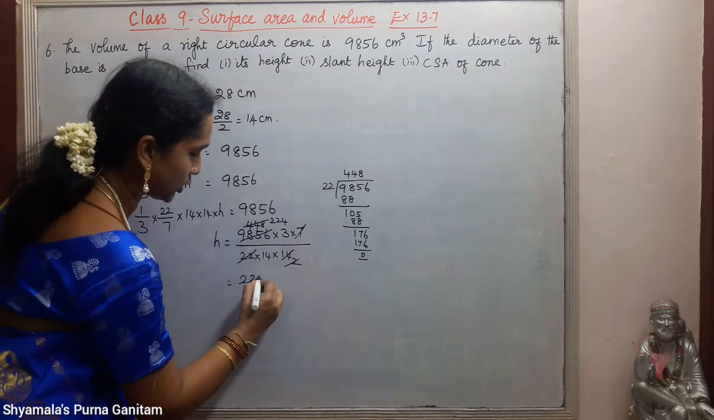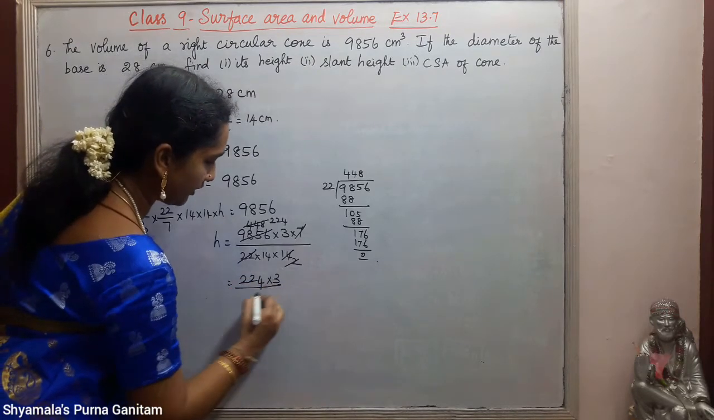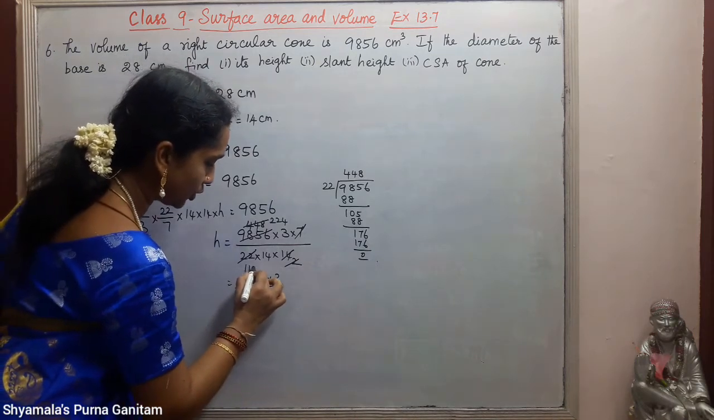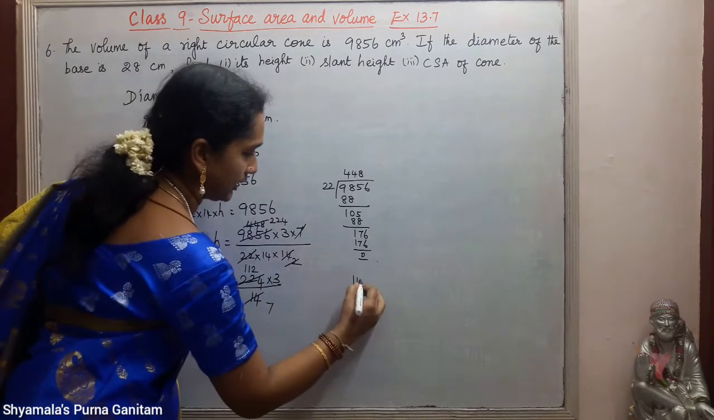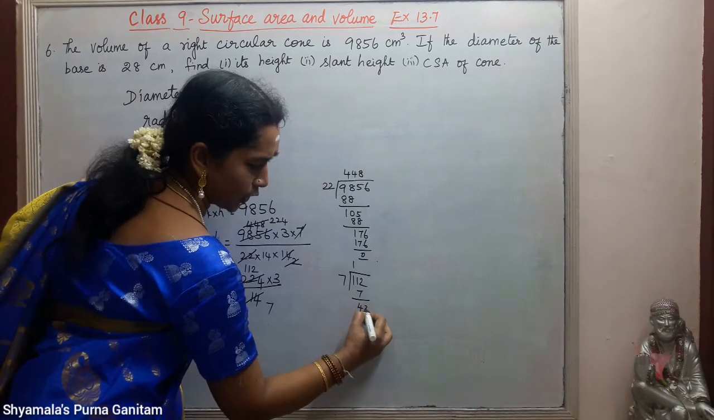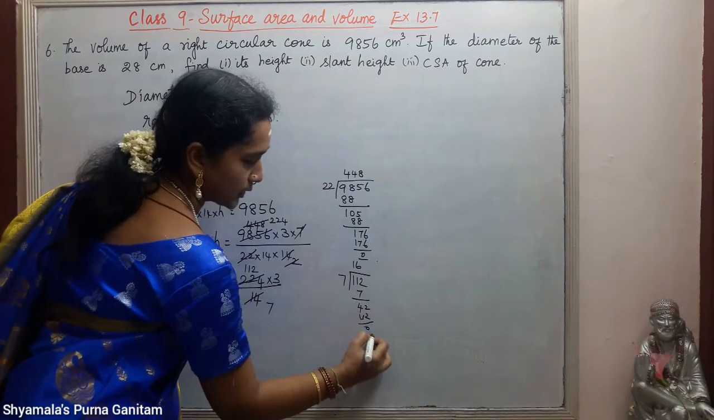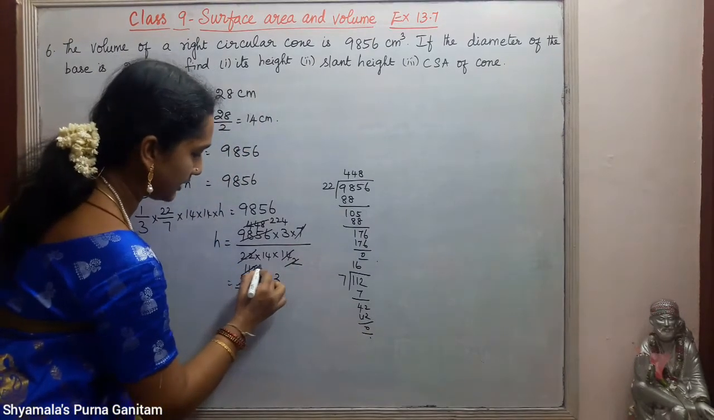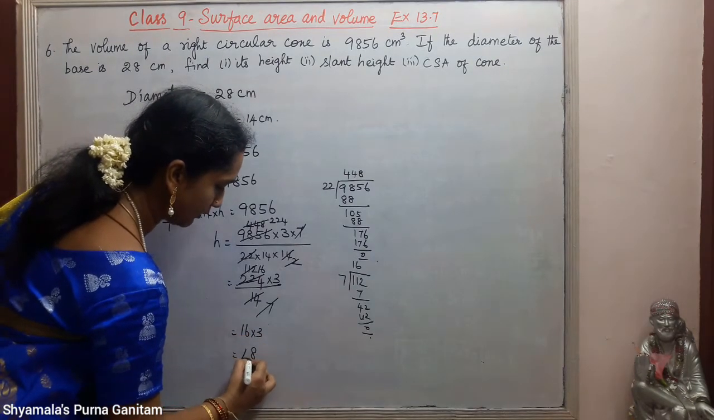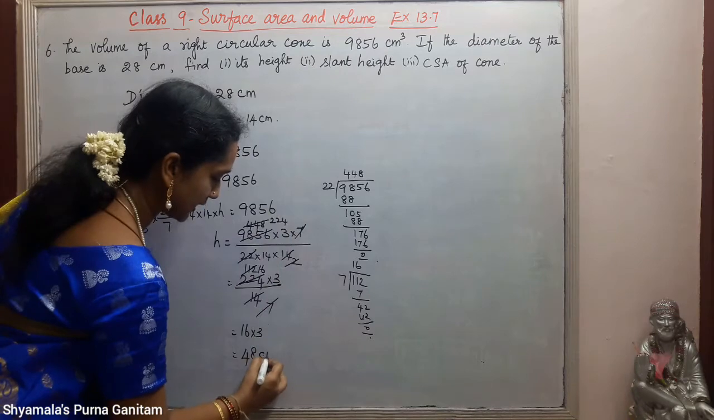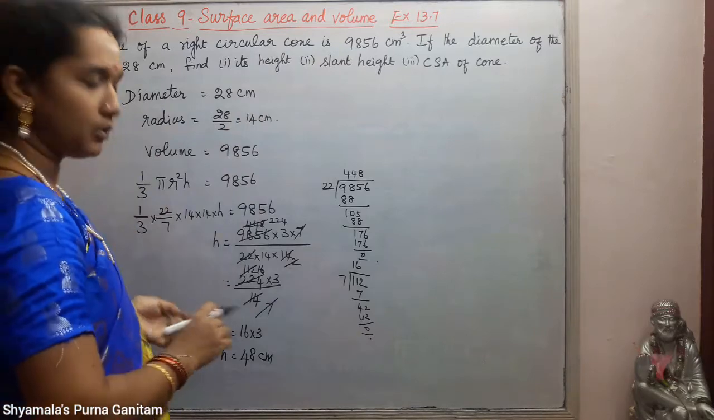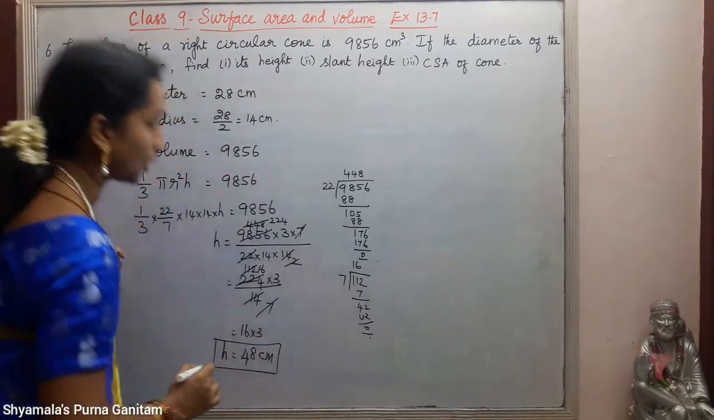That is 224 into 3 divided by 14. So 2 7s are 14, 2 1s are 2, 2 2s are 4, so 112. Then 112 divided by 7: 7 1 times is 7, balance is 4, 42. 7 6s are 42. So 7 16 times is 112. So 16 into 3, 6 3s are 18, so 48 centimeter is the height of the right circular cone with the given volume. So h is equal to 48 centimeter.